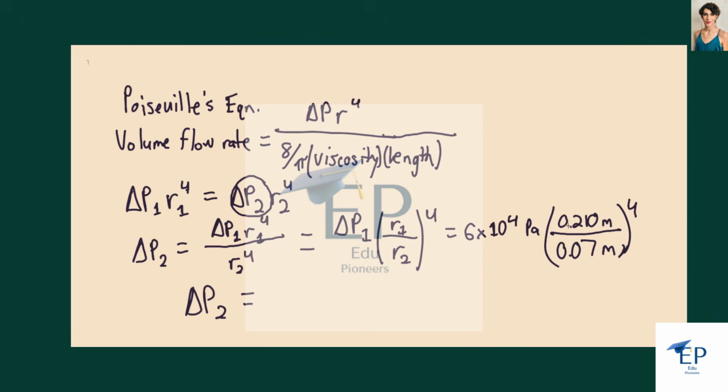And we find that 0.21 divided by 0.07 is 3. 3 to the fourth power is going to be 81, and 81 times 6 times 10 to the fourth, we've come to 4.86 times 10 to the 6 pascals. So this would be the pressure difference needed in order for this volumetric flow rate to be maintained.